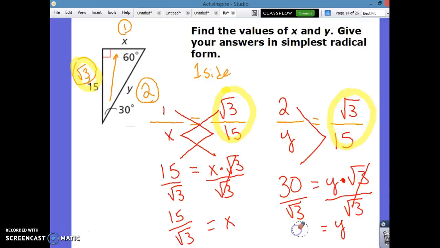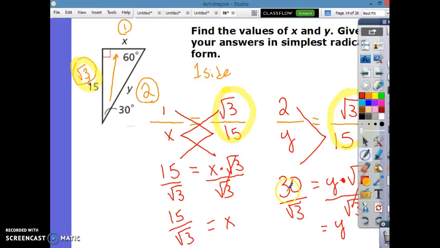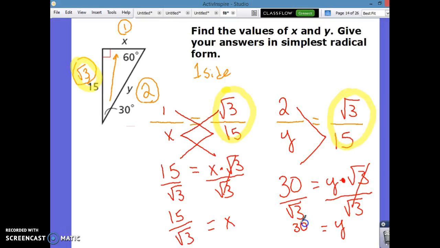Now, we cannot simplify those because one is outside and one is inside. It's not going to be 10 or the square root of 10. That is wrong. Because the square root of 3 is under the radical, we cannot simplify it with the 30. So our two missing lengths are 15 divided by the square root of 3 and 30 divided by the square root of 3. Great job, guys.